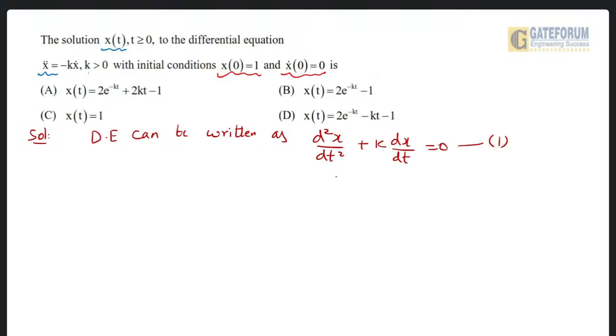So what is the operator form? Where capital D is equal to d by dt, I can write after taking x common, (D square plus k D) x is equal to 0. x means x of t. So this is your equation 1. D stands for d by dt.